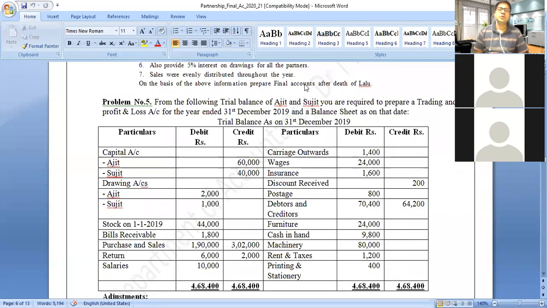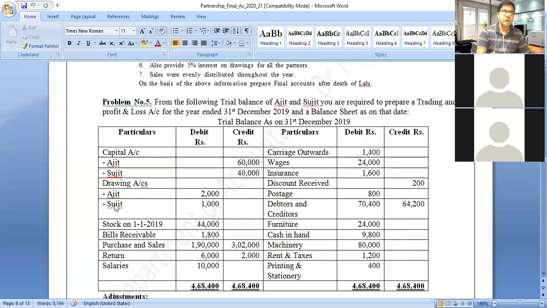Why is it called the fluctuating capital method? Because we will prepare only the trading account, profit and loss account and balance sheet. On the balance sheet liability side we have to show our capital balances, and any item related to the capital will be added or deducted. How it is added or deducted, we will discuss, but this method is called the fluctuating capital method.